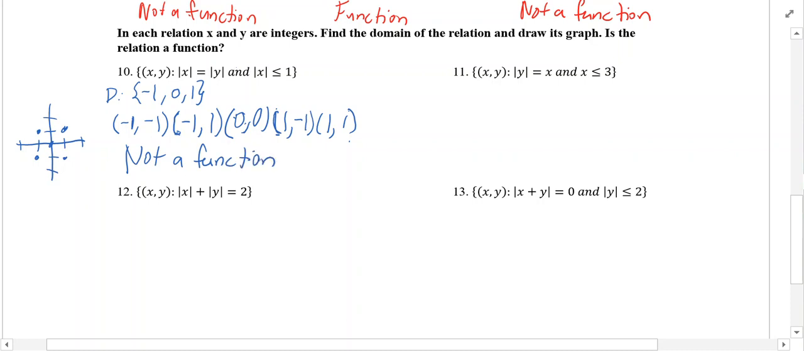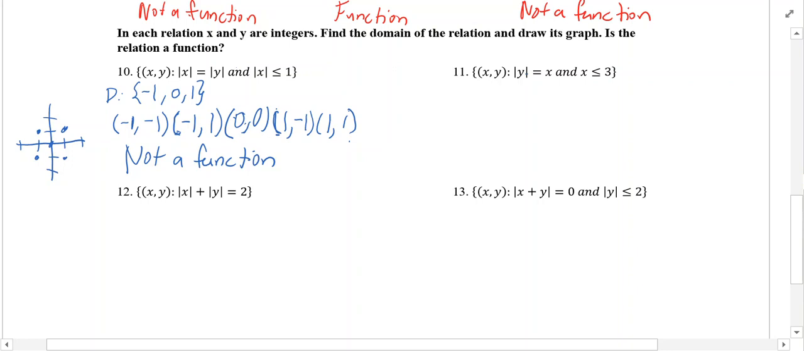All right, let's go to the next one. Again, we're trying to figure out our domain, we're trying to figure out our coordinate pairs, and then we're going to sketch the graph and decide, is it a function or not? So again, we have to look at our rule here. x is less than or equal to 3, but there's some restrictions on this rule. The absolute value of y is equal to x.